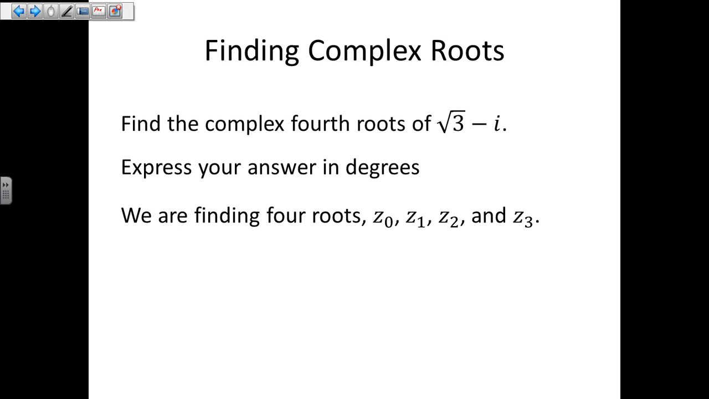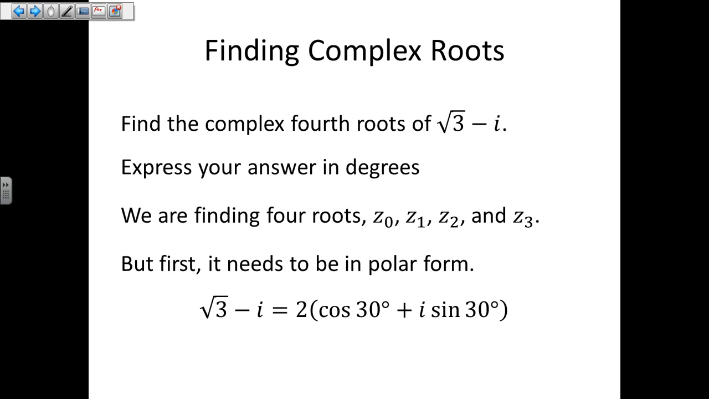But before I do this, I need to put it in polar form. I do not want to tackle this problem in rectangular coordinates. Much easier in polar form. So I need to spend a little bit of time changing the complex number to polar form. You should have watched the video on that, so I should not really have to go through this too much. It's equal to 2 cosine 30 degrees plus i sine 30 degrees. So now let's find my 4 roots, z sub 0 through z sub 3.